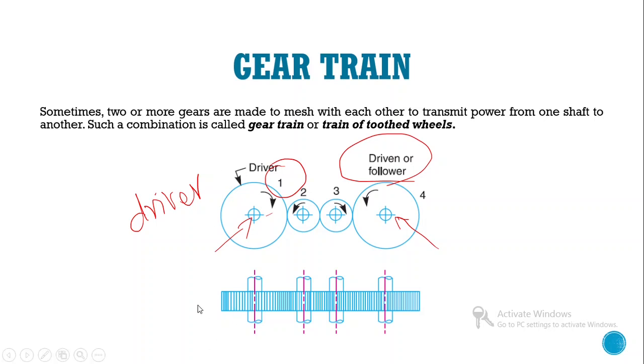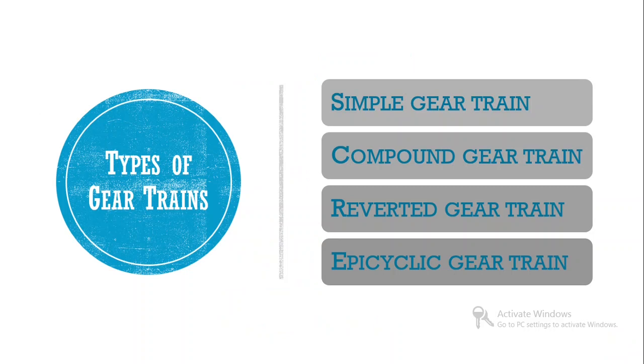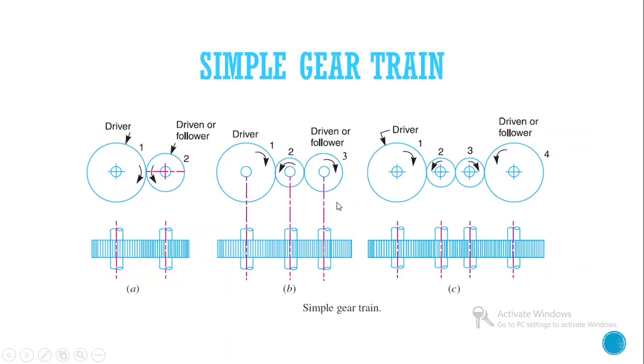Here, this first figure is the front view of the gear train, and this one is the top view of the gear train. Then the types of gear train. There are four main types of gear trains. First, simple gear train; second, compound gear train; third, reverted gear train; and the last one, epicyclic gear train.